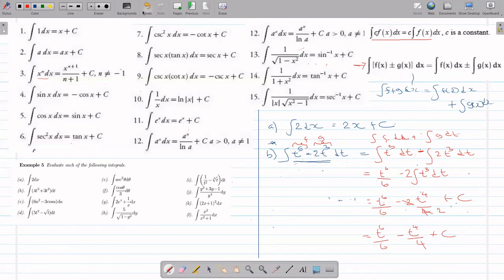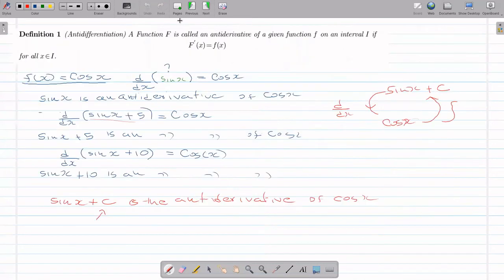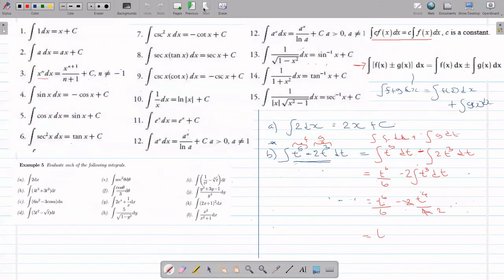If we go back to the previous one, let me see that. Excuse me, sir. Yes. Sir, the 2 and 4 cancel by 2, so the 2 should come below, no? Yes, it should be 2, sorry, I wrote it wrong. So t to the 4 over 2, okay, sorry, thank you, and plus c.